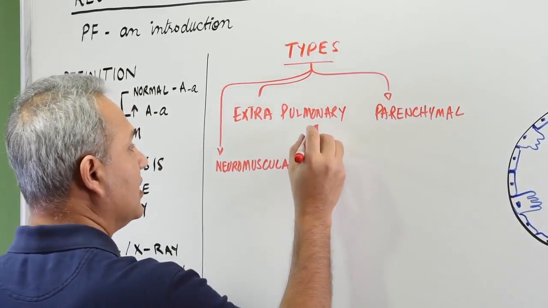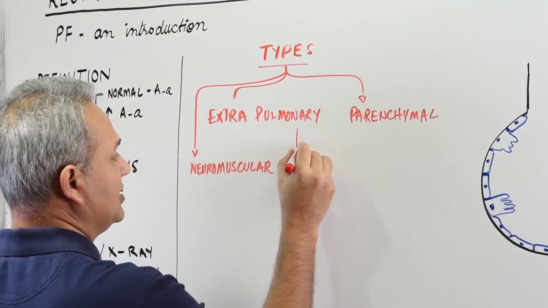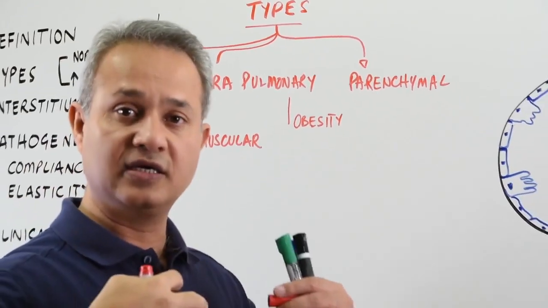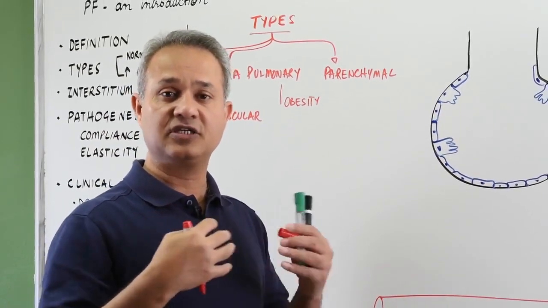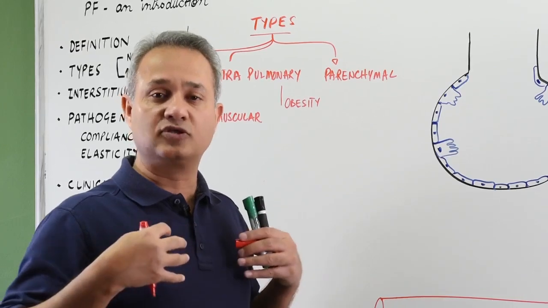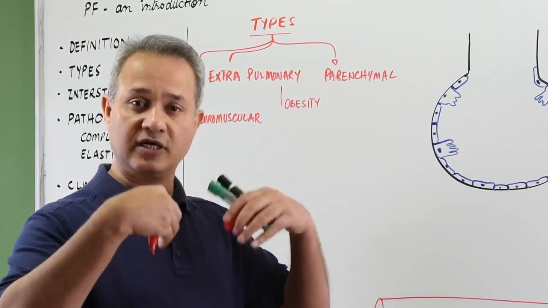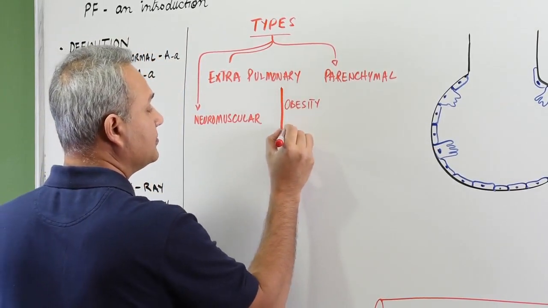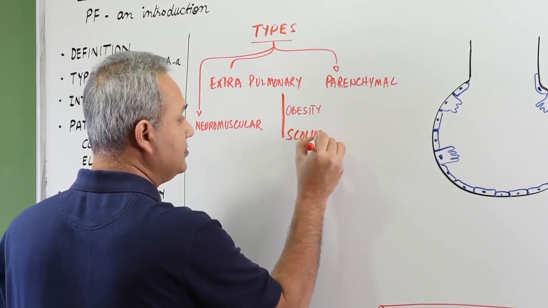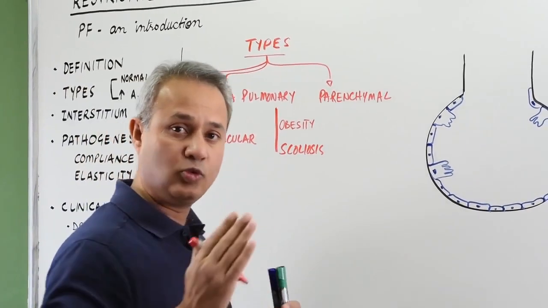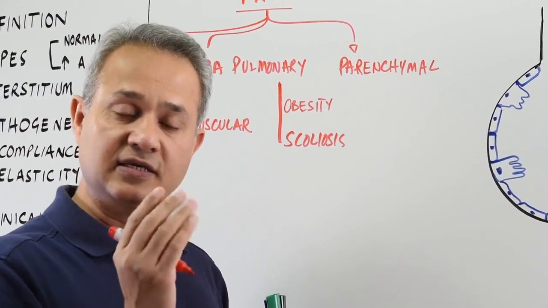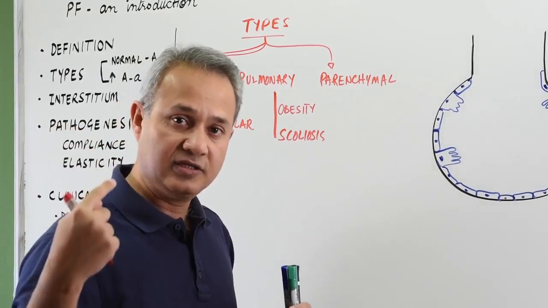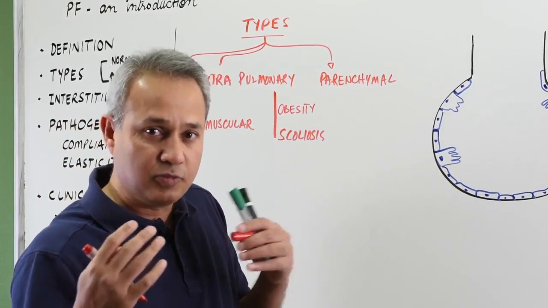What are these? Extrapulmonary, for example, obesity, simplest. Patient is so obese that there is enough weight on the chest that patient is not able to move the chest properly, and so lungs are not expanded correctly and there is not enough air that goes in. That is obesity. Similarly, scoliosis, which is the sidewise angulation of the spinal cord, and that causes restriction in the pulmonary or chest movement as well.